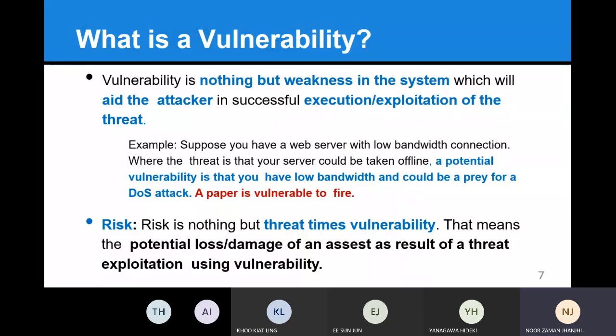How much risk quantity means how much the threat is multiplied by the vulnerability. That means the potential of the loss or damage of an asset as a result of the threat exploiting it. Say, for example, we have a gas station. We know that we have a point of exploitation, weakness or vulnerability that fire cannot bear.